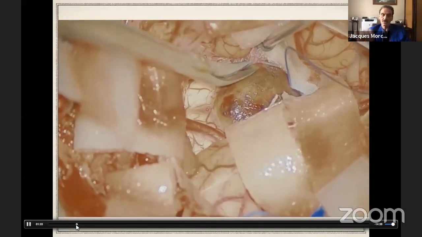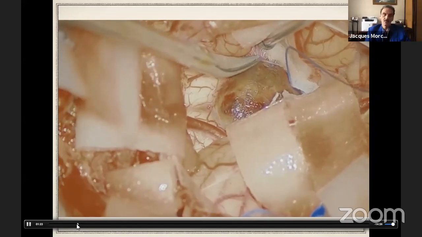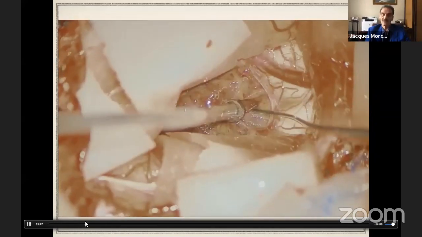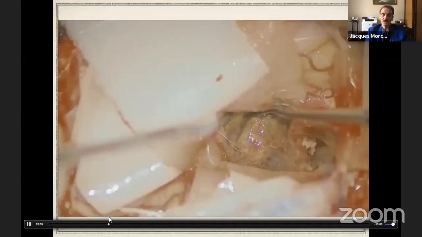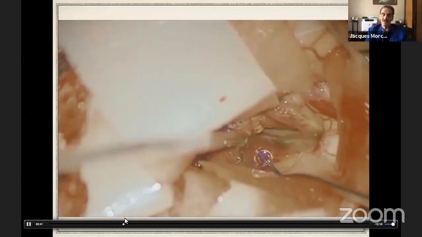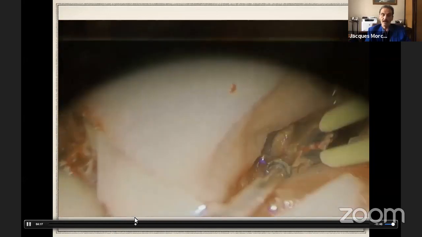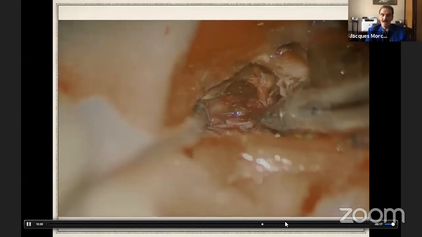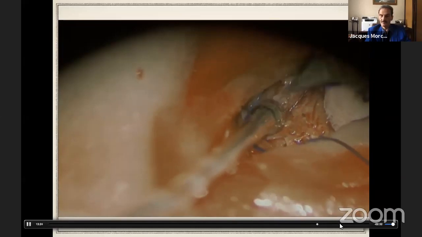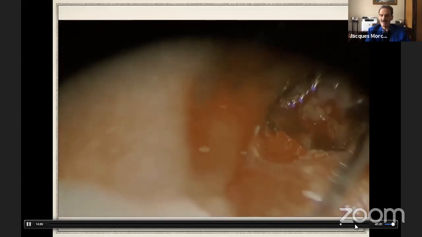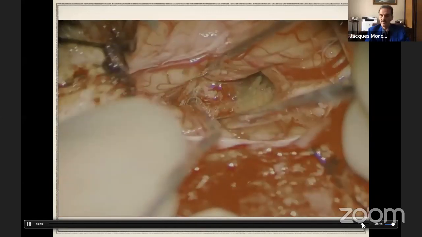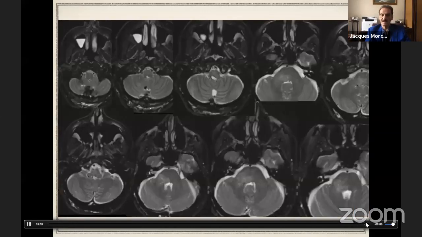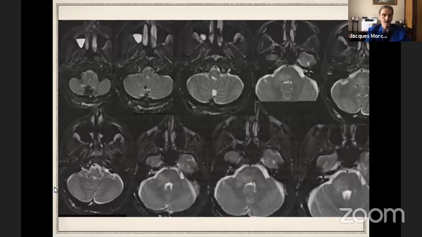You map it, you take a NIM stimulator, and you make sure you're preserving the facial. Here is a NIM stimulator. I like to use it as a dissector to go around the lesion, making sure I am saving the facial colliculus. And at the end, the video is not perfect quality. There was some technical issue with the binoculars, but you get the idea. Post-op imaging is a complete resection.